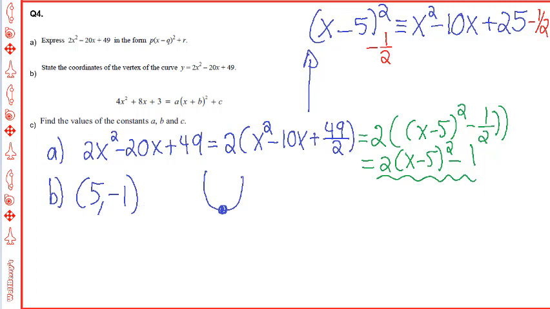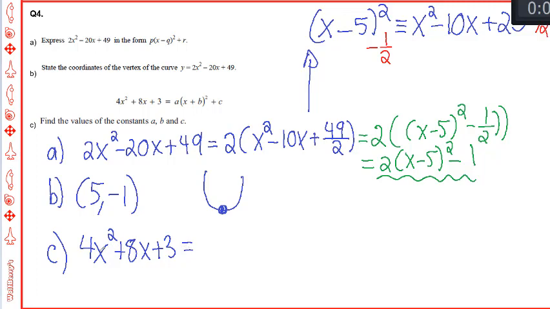Now, part C says find the constants A, B, and C for this question here. So it's exactly the same process as this. So we're going to do another example: 4x squared plus 8x plus 3. So we have this here.